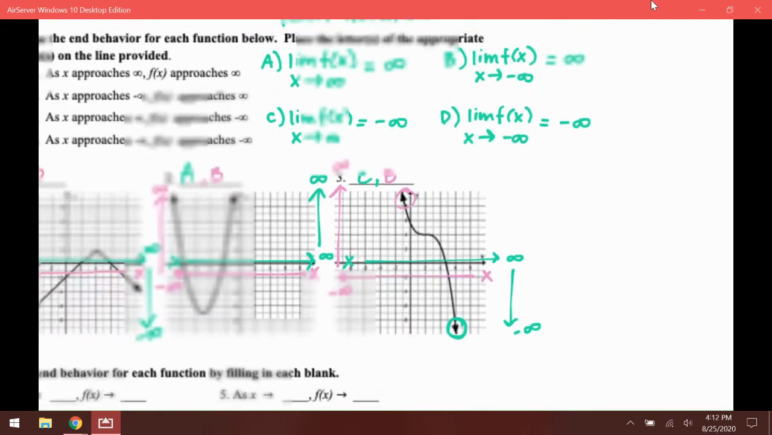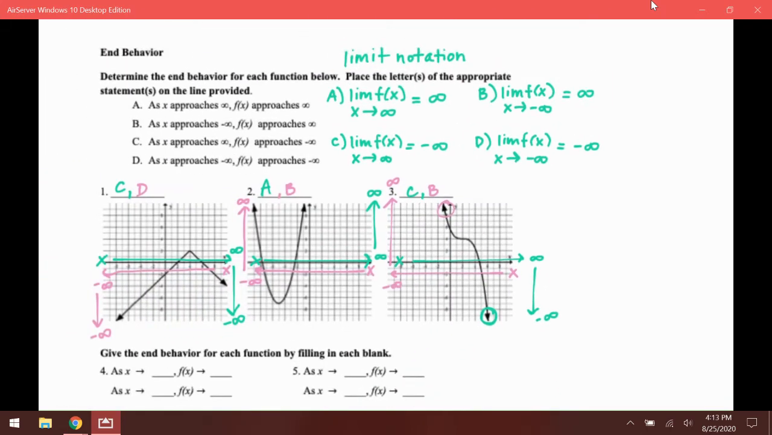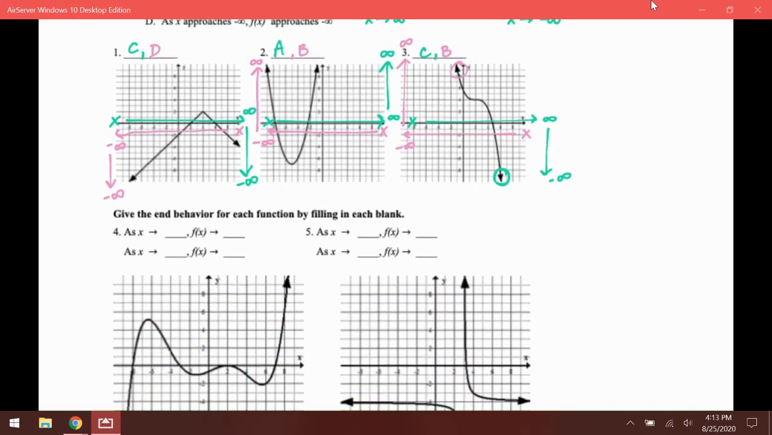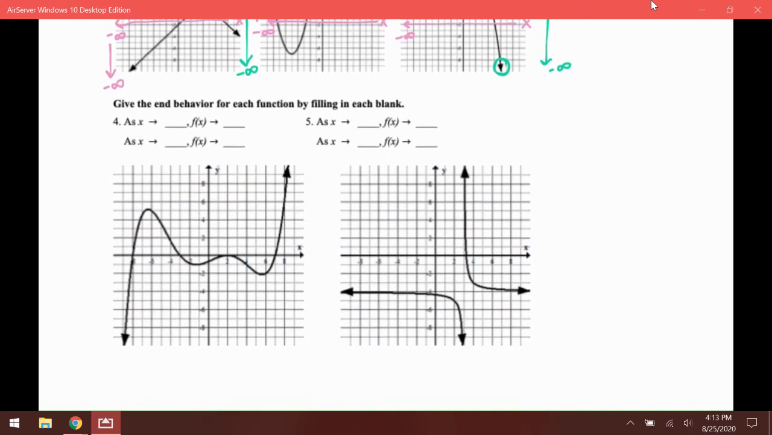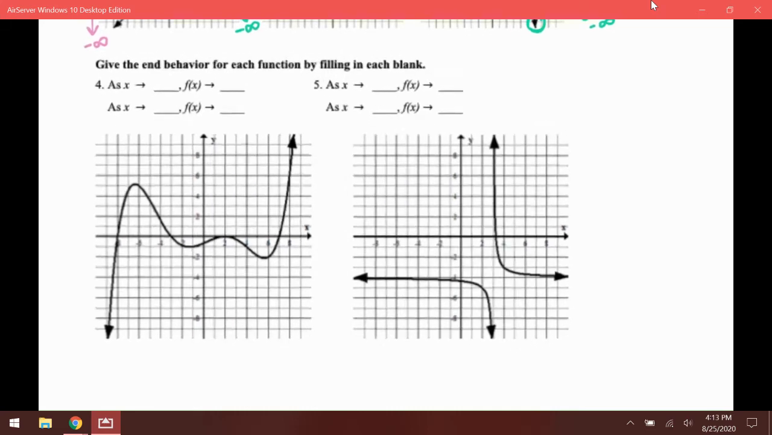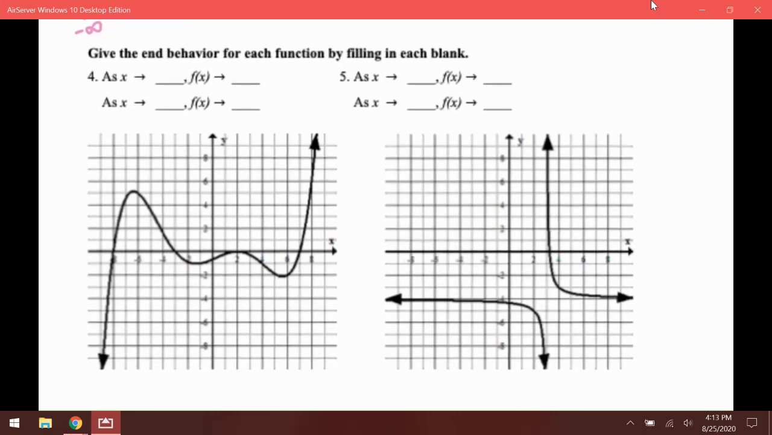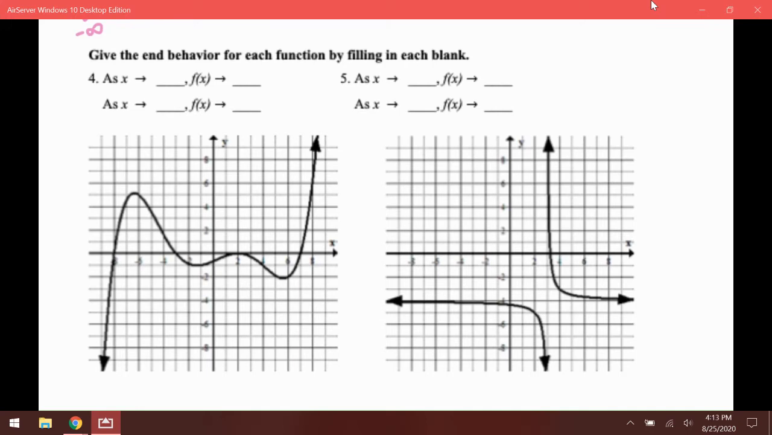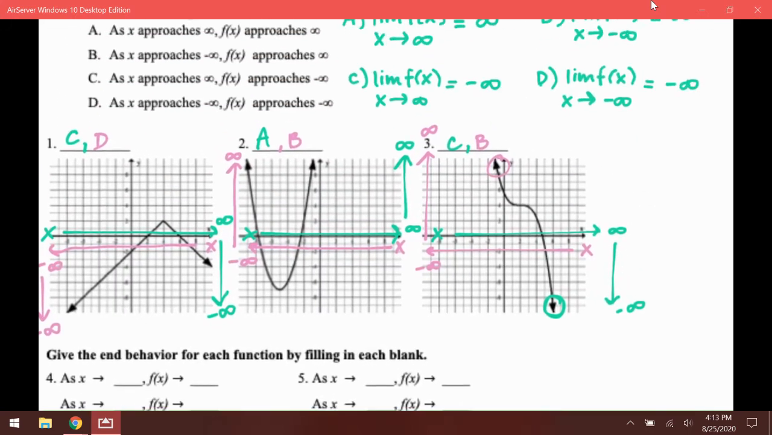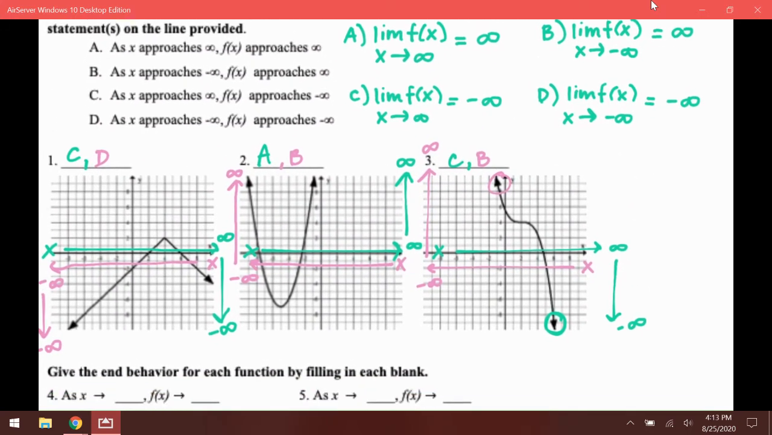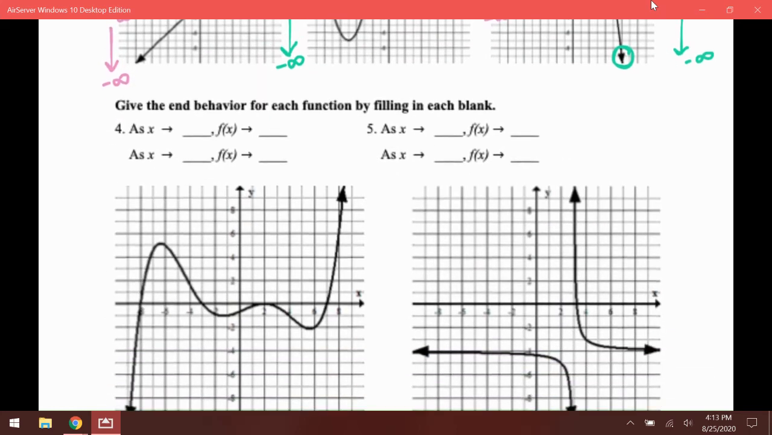Okay? So those are some examples using limit notation and just some more practice on end behavior. So now we have examples 4 and 5. These are not in limit notation. I'll give it a pass this time since it's already printed. But we do need to know how to write it in limit notation as well, okay?